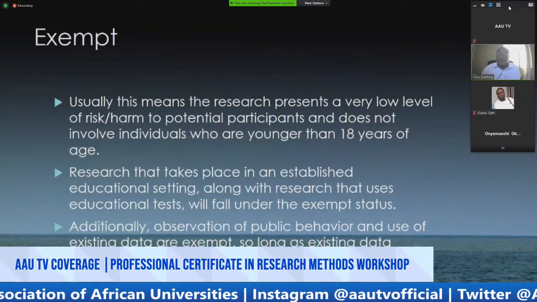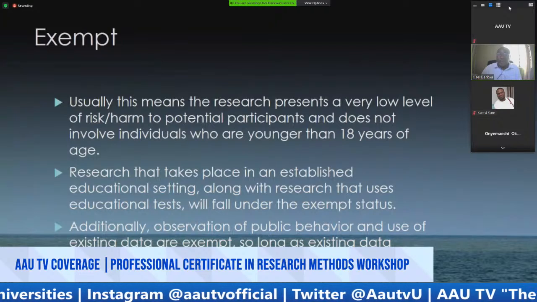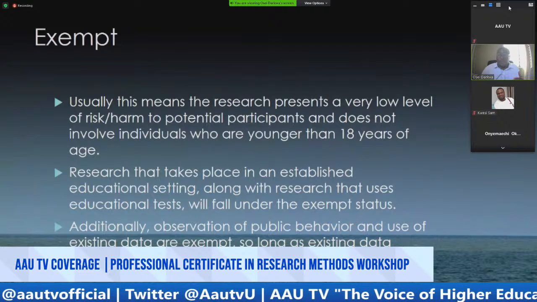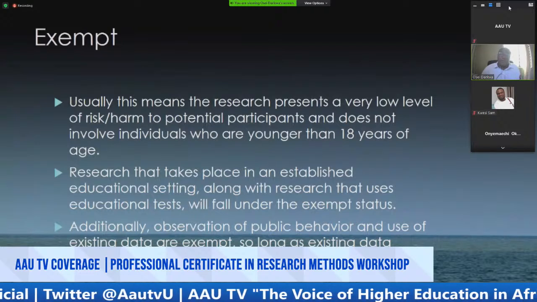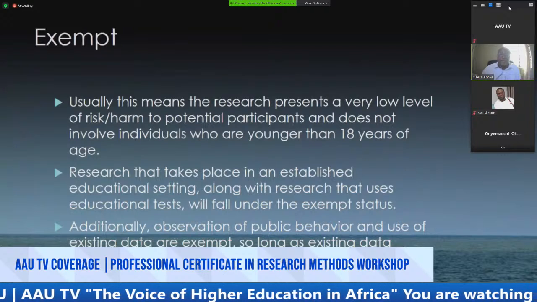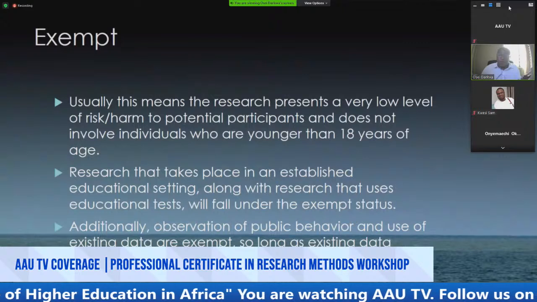And since then, that is what I've been using for most of my research. I convert my instrument using Google Form. As I said, we will demonstrate how you convert your instrument to Google Form. I think there's a section on survey research. We do that. So exempt means very low risk.